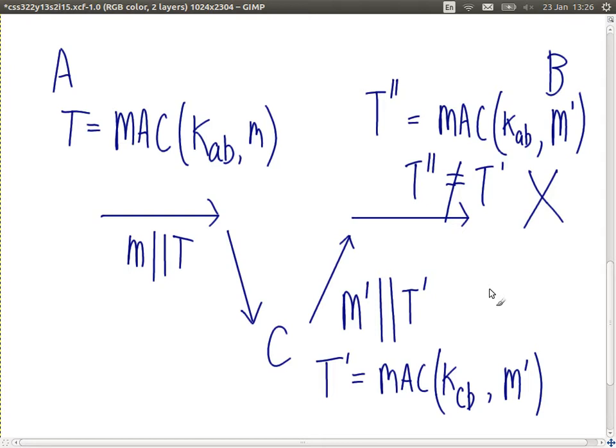If we had a MAC function where C could find a key that, when used with M prime, produces a tag which was the same as when they use KAB, if they could find a value that produced the same tag, then they could trick user B into thinking this is from A. So that's why we have this required property, that they can't find a key that produces the same tag. And similarly the other way, as we saw in the other attacks, the user can't find a different message that produces the same tag. If they could, they would defeat the authentication system.